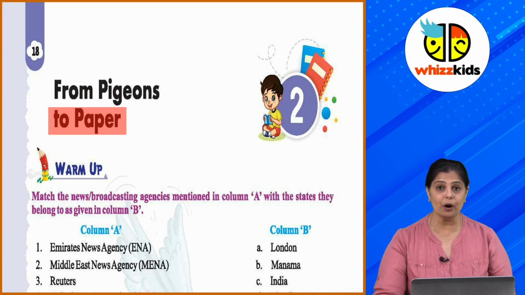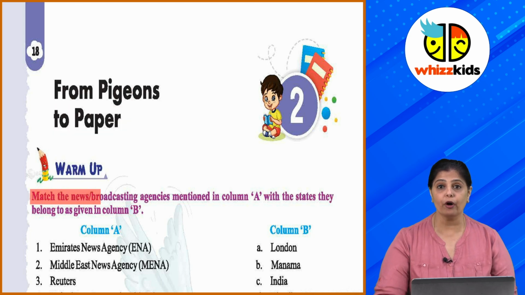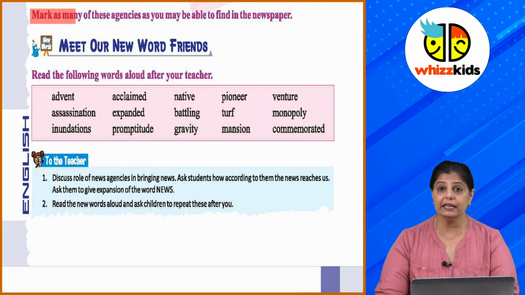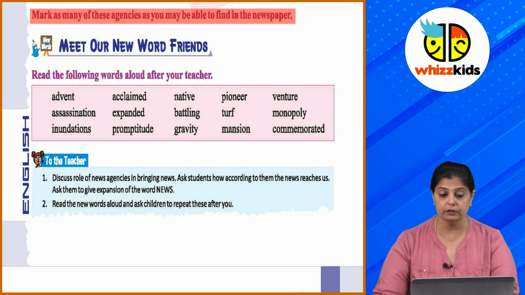But before that, let's do a warm-up. Match the news or broadcasting agencies mentioned in column A with the states they belong to as given in column B. So यहाँ पे अलग अलग newspaper agencies के नाम हैं. आपको इनको match करना है with the places, okay, with the states they belong to. Okay, now mark as many of these agencies as you may be able to find in the newspaper. So आपको इनको सबको mark करना है as per the paper में जो आता है.